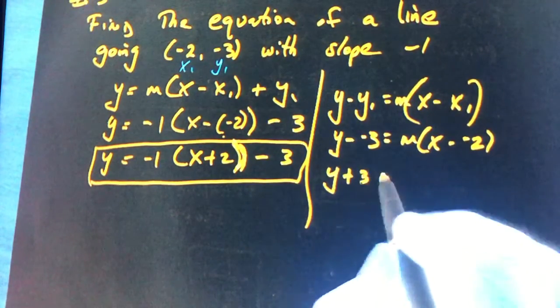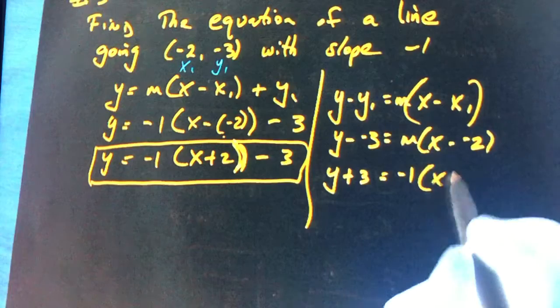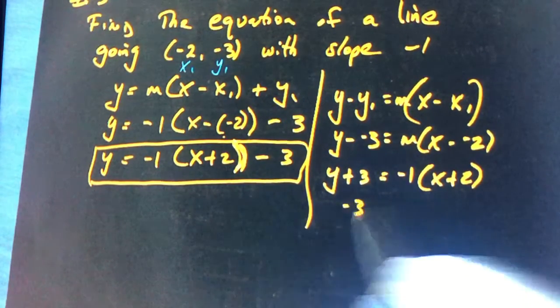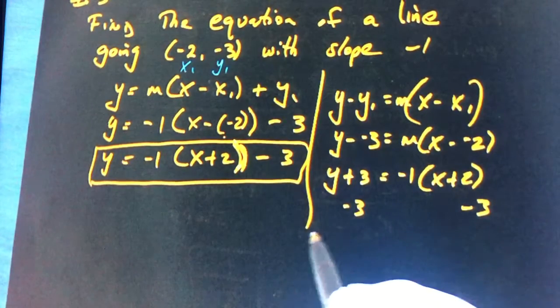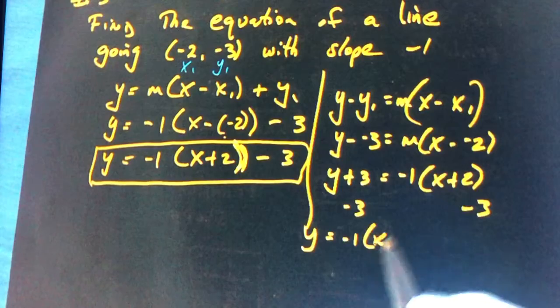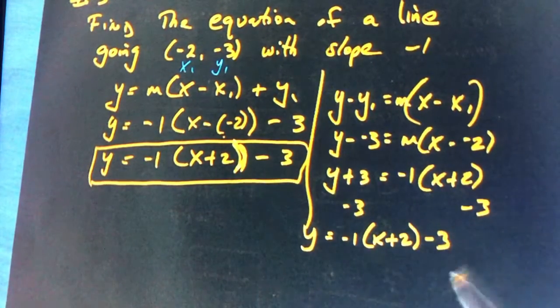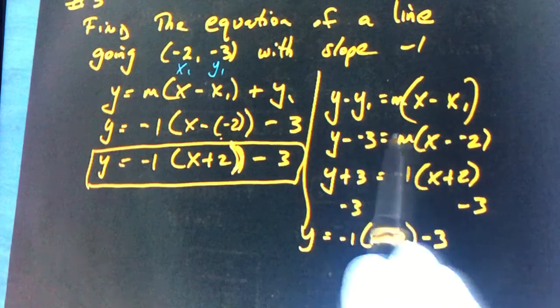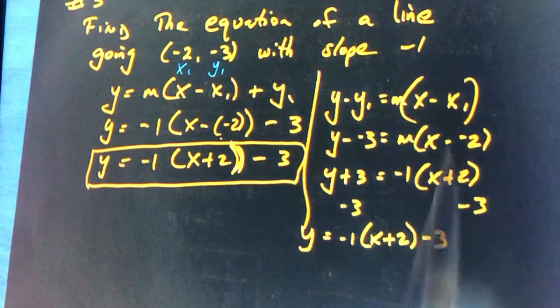So we're going to end up with a very similar thing. y plus 3 equals -1 onto x plus 2. And then we're going to subtract 3 on both sides, and guess what? We're going to end up with the exact same thing. y equals -1 onto x plus 2 minus 3, same thing. I just wanted to make sure that you see this other form, because you may run across that in textbooks, or who knows what tutor might give it to you.